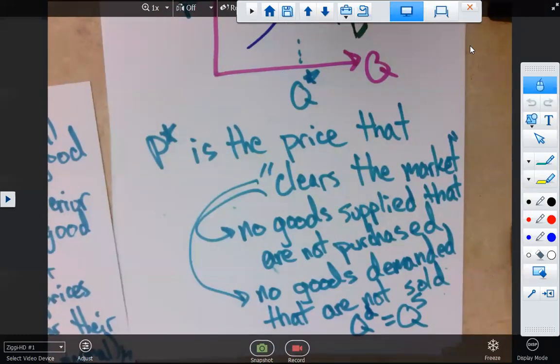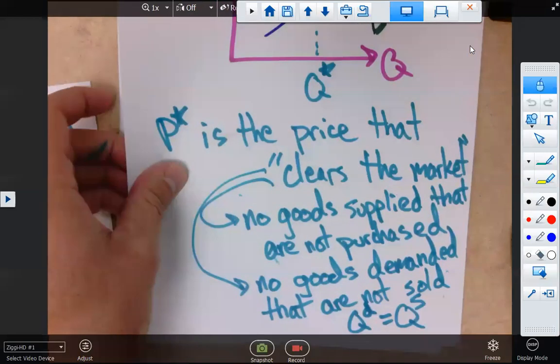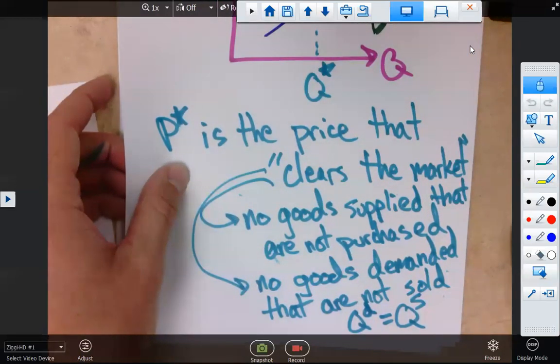What would happen if the price was too high? I want you to think about that on your own. What would happen if the price is too high? Demand goes down. Nope. The demand only goes down when there's a shift in the demand.